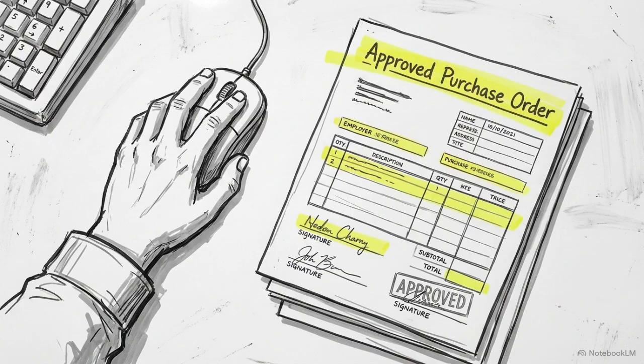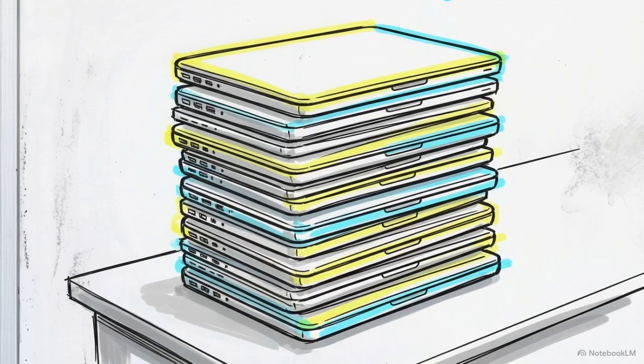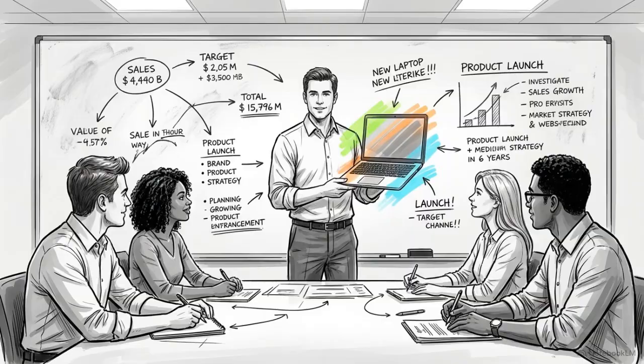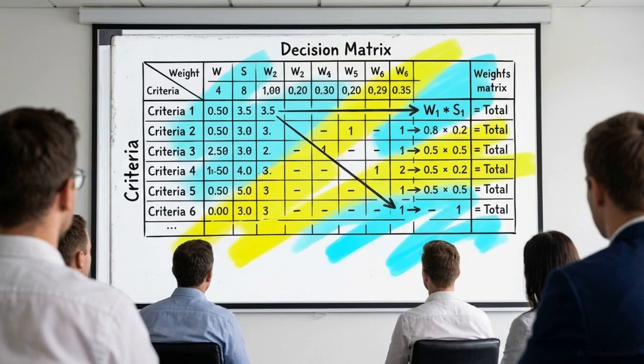Step 6 is execution. You leave the spreadsheet and take physical action. Tarek submits the purchase order and issues the new laptops to his team. Crucially, this is the time to gain commitment from those affected. Show the team your decision matrix so they understand exactly how and why the choice was made.